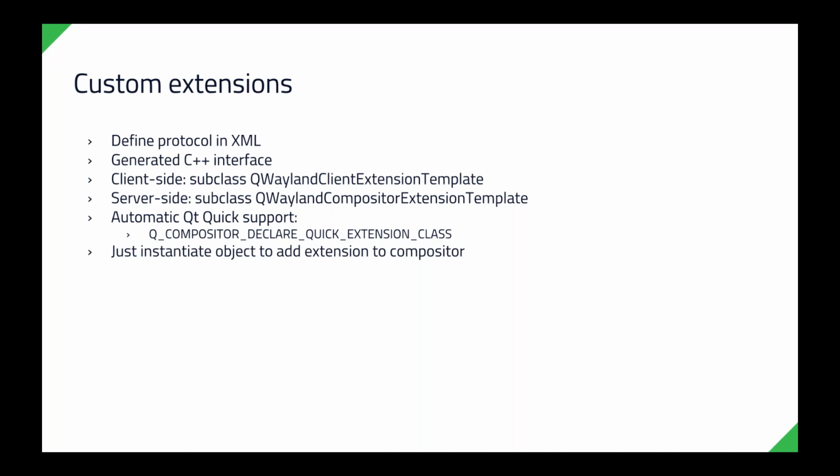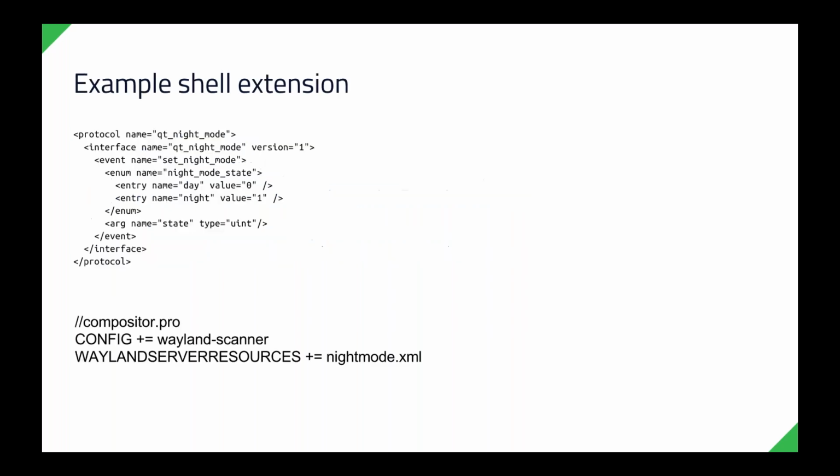And there's also QtQuick support for this using a macro. And on each side, you just instantiate the object, and the extension automatically adds itself to the compositor. For the compositor, it's telling the client that it's there and that it can be used. And on the client side, it automatically registers with the extension on the compositor side.